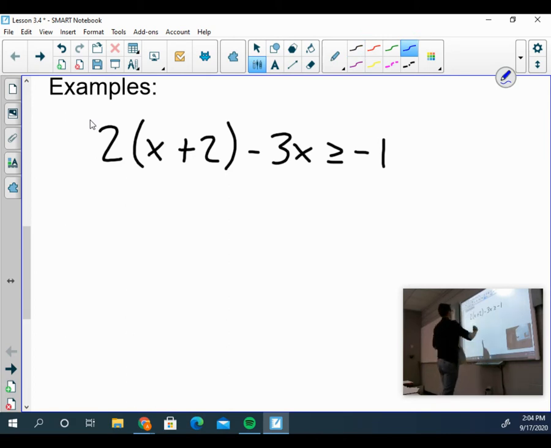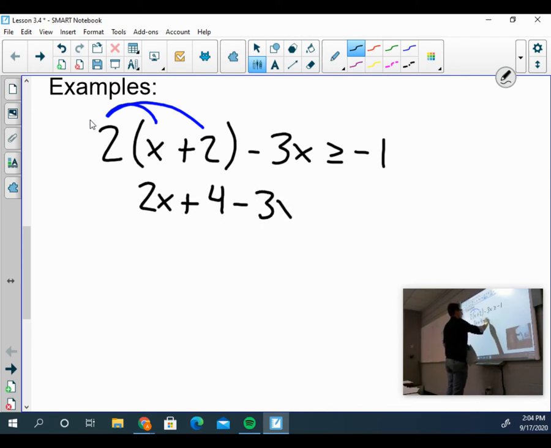So what we're going to do is we're going to start out by distributing to these parentheses. Okay, because there's a plus sign in the middle, I will distribute to both the x and the 2. So when I do that, I get 2x plus 4. And then I still have my minus 3x is greater than or equal to negative 1. Where do I go from here?